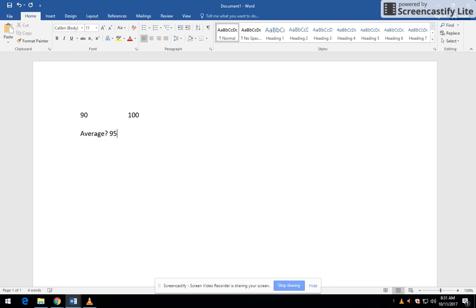The average is 95. It's the number that's directly in the middle. When you only have two numbers, it's pretty easy. Now, how did you determine that? There are lots of ways to do it, but the most common way that you learned is to take 90 plus 100 and divide it by 2. Fine. And that is 190 over 2, which is 95. Good. No problem there.